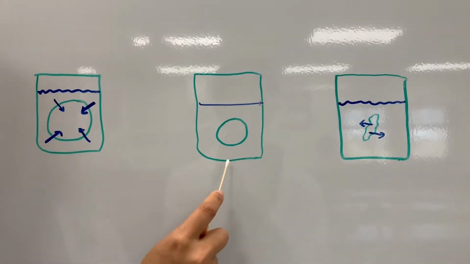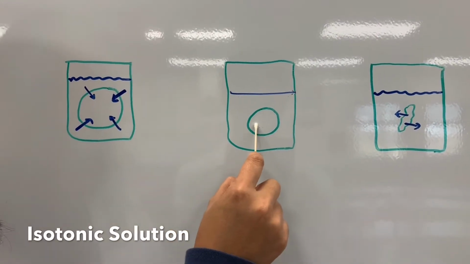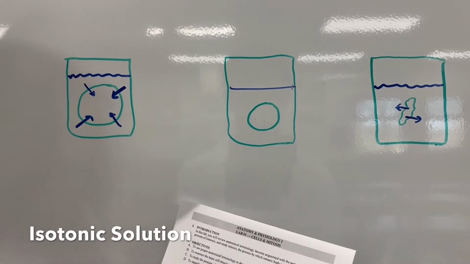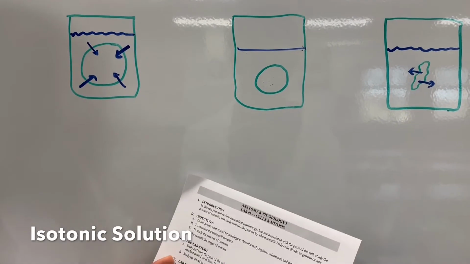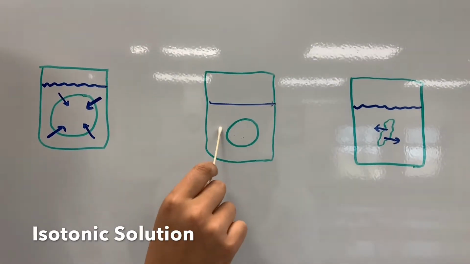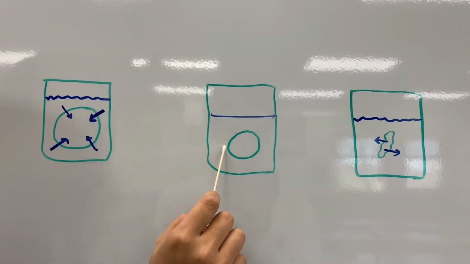So this is isotonic balance. There's nothing going in or out of the cell, so the cell stays in normal shape. In your demonstration, I think you'll be using an egg. So nothing will be crossing from the solution to the egg or from the egg to the solution.